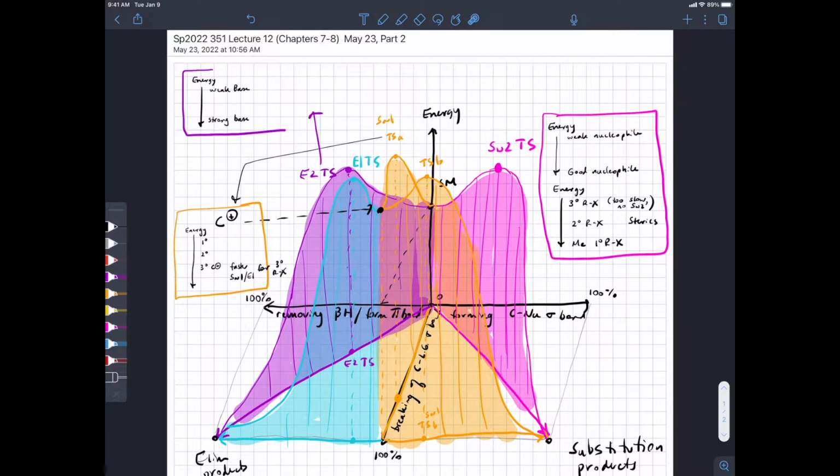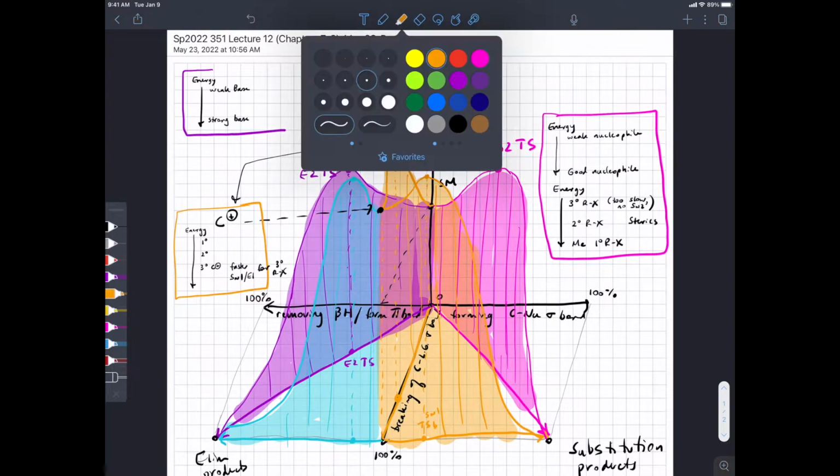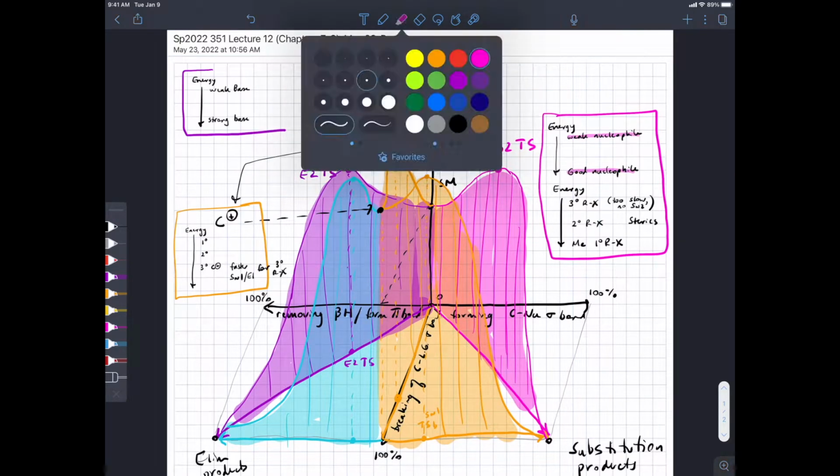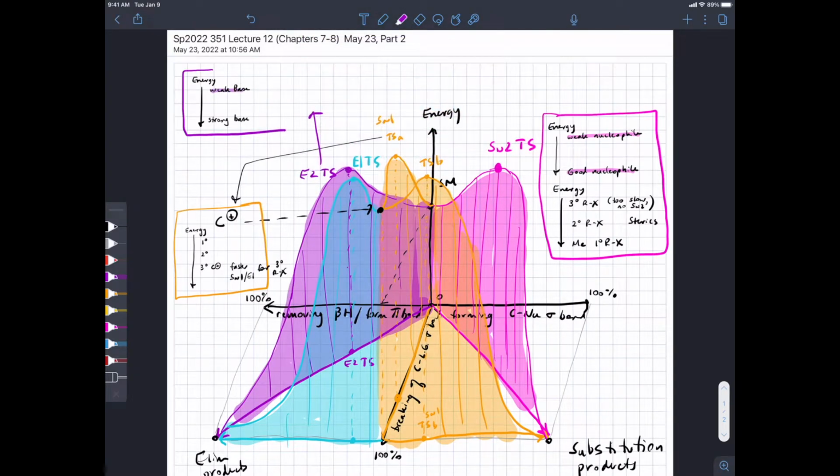Yeah? How would you compare what you're defining as a weak nucleophile and a weak base and a strong base and a good nucleophile? Great. How are we going to identify weak nucleophiles versus good nucleophiles, weak bases versus strong bases? Yeah, let's talk about that. Were there other questions? Go ahead.